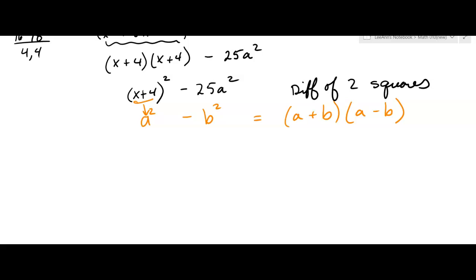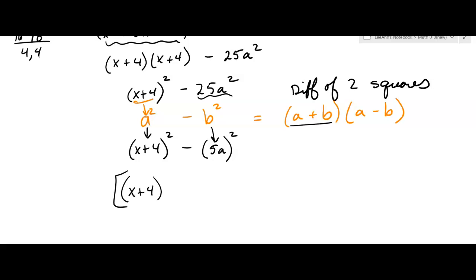Well, you know what? I'm going to rewrite it underneath. So I have x plus 4 squared. So there's my a. Minus, now what's 25a squared? That is 5a squared. So there's my b right there. Okay? So I'm going to write a plus b, a plus b, a, x plus 4. I'm going to put in some brackets because maybe that'll make it easier for you to see. Okay, so there's my a and there's my b. And now I'm going to have a minus b. I said b, but I meant to write a. Oops.